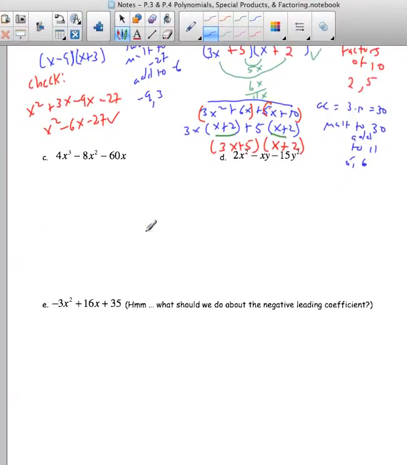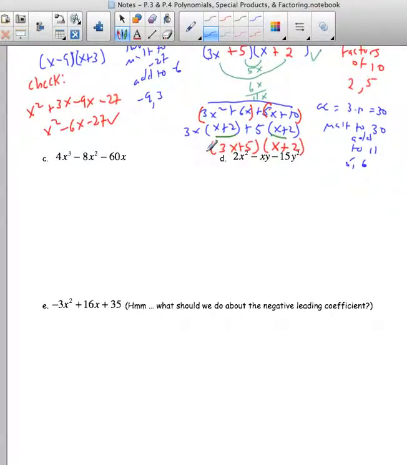Example C, 4x cubed minus 8x squared minus 60x. I'm going to see if there's a greatest common factor, because that will make my life a lot easier. So is there a greatest common factor? Yes, there is. The greatest common factor for these 3 terms is 4x. And then I'm going to factor that out, so I'm left with x squared minus 2x minus 15.